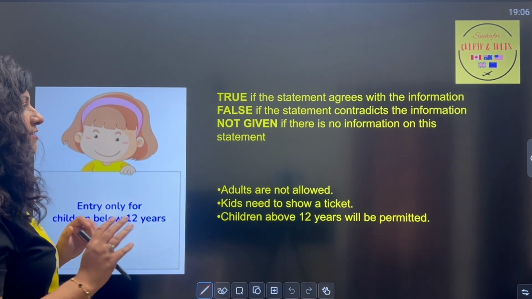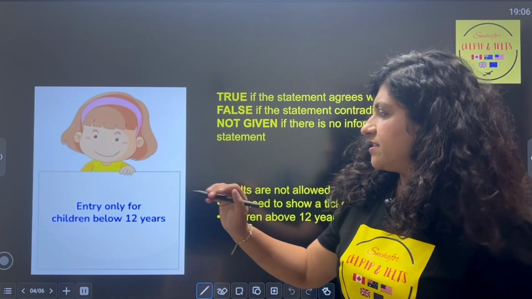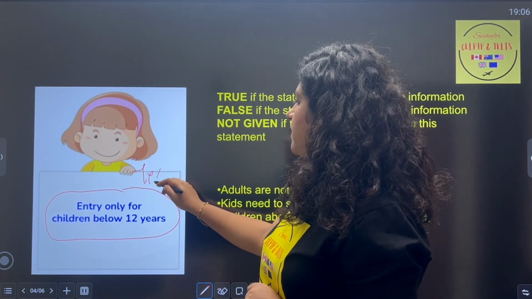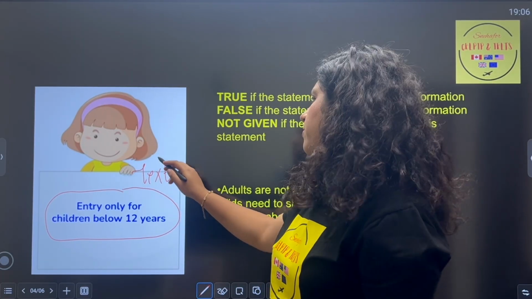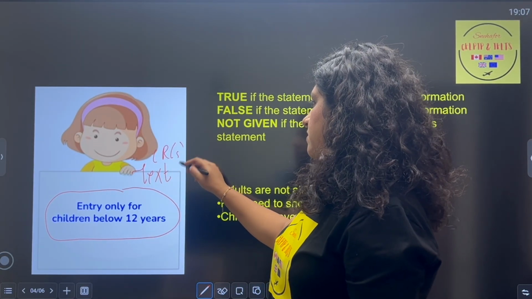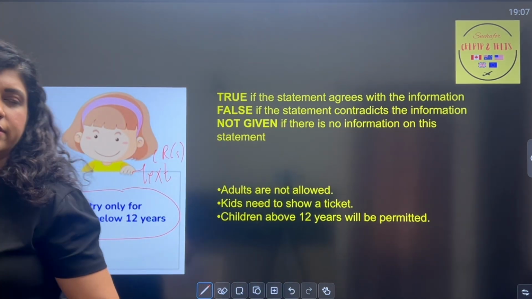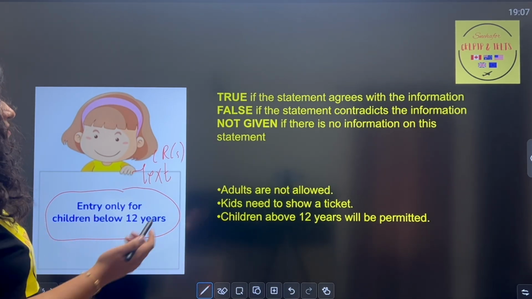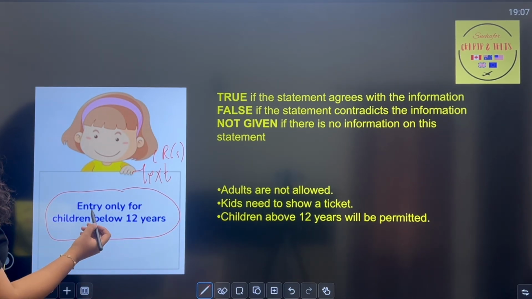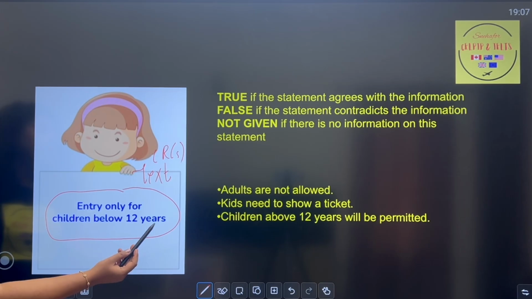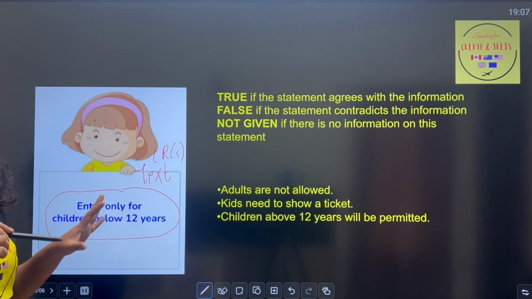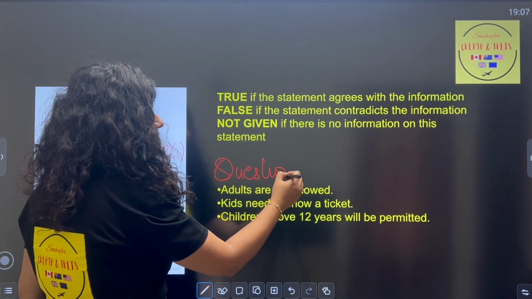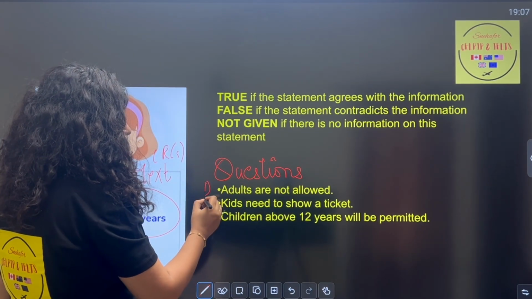Now, let us say your text is this. This is the text, the reading comprehension, given to you. Although in your exam, you're not going to have such simple texts, right? The language over there is going to be complex for sure. So let's imagine this is the text given to us. It says entry only for children below 12 years. So this is what the text says. And let's imagine that these are the questions given to you. So this is question number 1, 2, and 3.